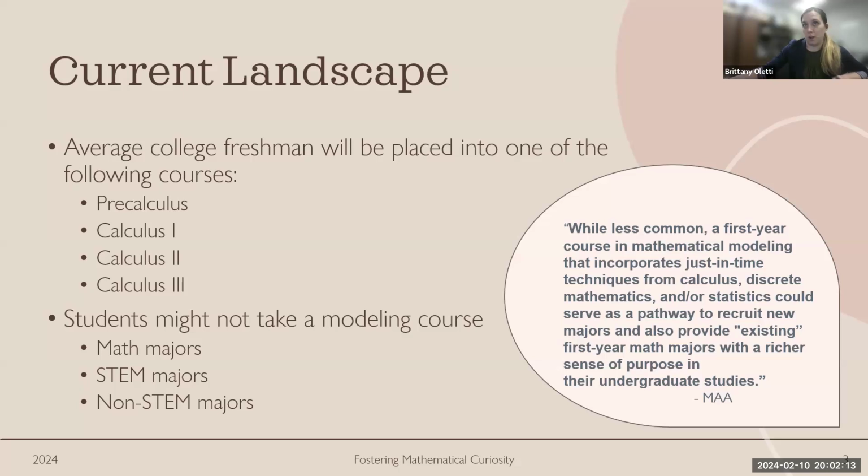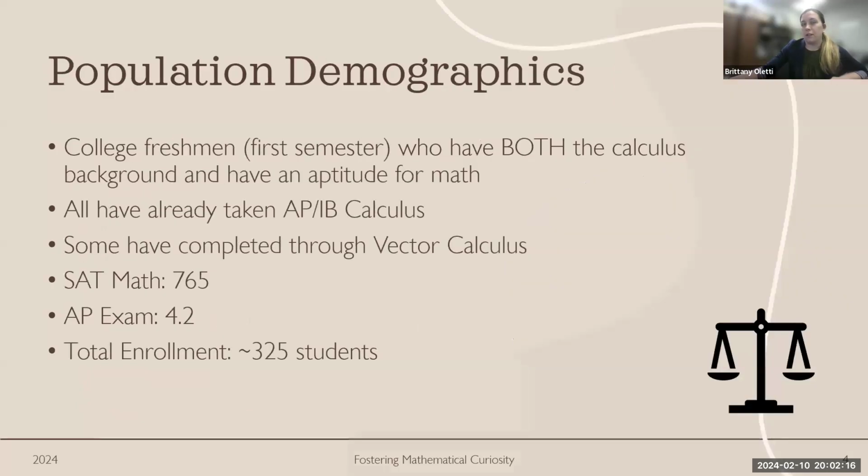So let's talk about our demographics before we move forward. The demographics of the students that we have here at West Point, we call them cadets. I'll try to make sure I call them students, but it might slip up a little bit. So we have college freshmen who are in their first semester when they take this class. They have calculus in their background, at least Calc 1, and some sort of aptitude for math. They've already taken AP or IB calculus. Some of them have done as much as vector calculus before they came here, and are just going through our course because they don't quite remember, or they're excited to do differential equations because they haven't done it yet.